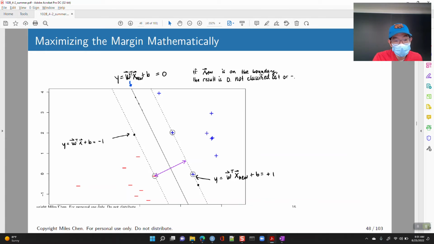And so this is what we have, right? We have W transpose x plus b equals 0 right here. Then W transpose x plus b equal to minus 1 will be dots along this plane, and W transpose x plus b equal to +1 will be dots on this plane, right? So you can just make parallel lines to this, and this is what we have here. And if you have a new point that ends up on the boundary, it would end up equaling 0, and it wouldn't get classified as either +1 or -1.